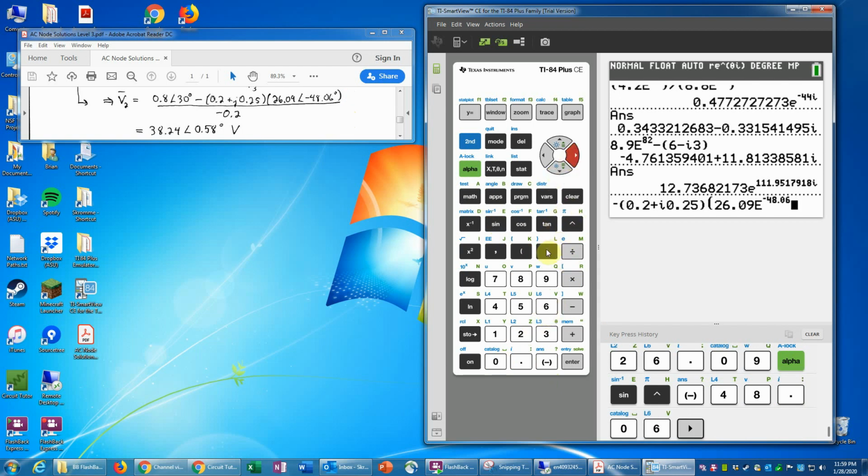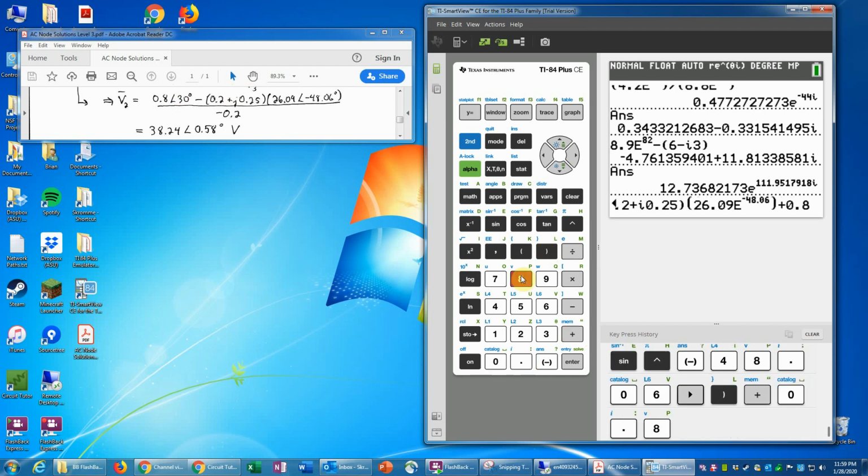And then we'll close parentheses on that. And I'm going to add the other number here. So I'm just kind of doing it in reverse order. So 0.8, angle 30 degrees, so that would be the E, again raised to the power 30. And that's basically the entire numerator.